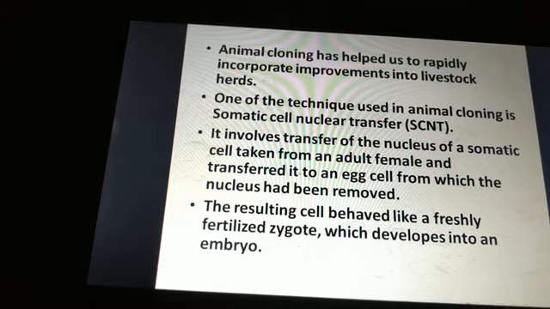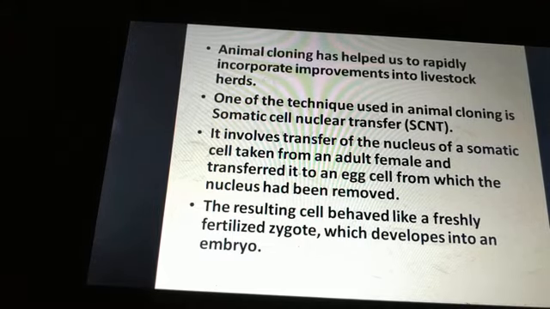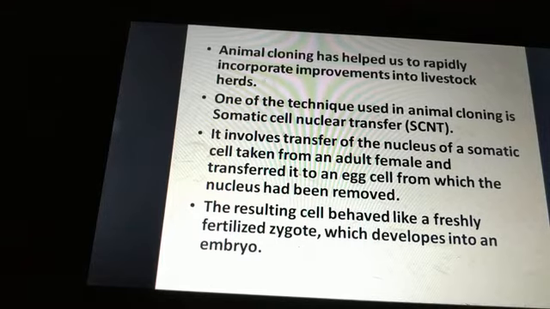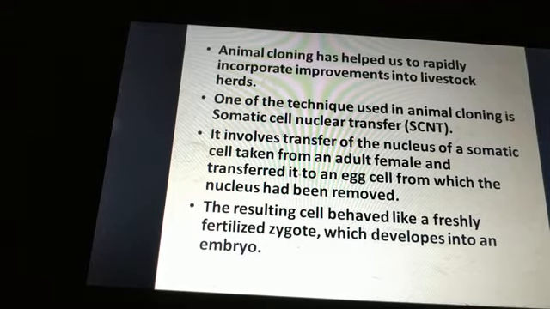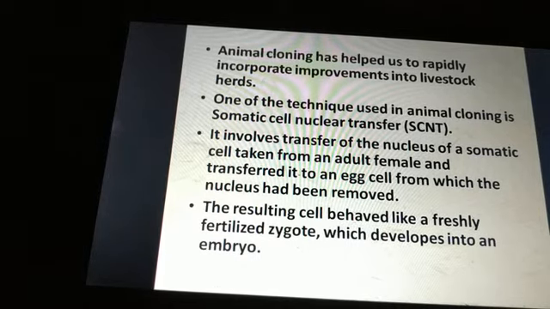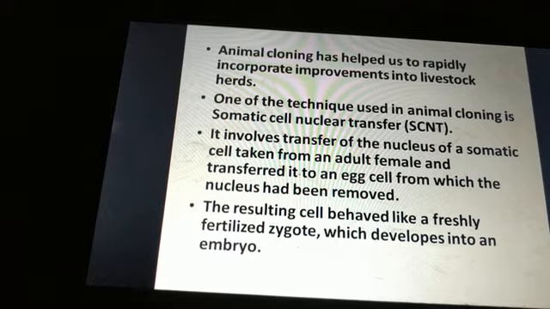and we have transferred the nucleus of that somatic cell, and we have taken another egg cell. From that egg cell we have removed its nucleus and we have transferred the nucleus of the somatic cell into that egg cell. Now the resulting cell behaves like a freshly fertilized zygote which develops into an embryo. This will be more clear with the diagram.